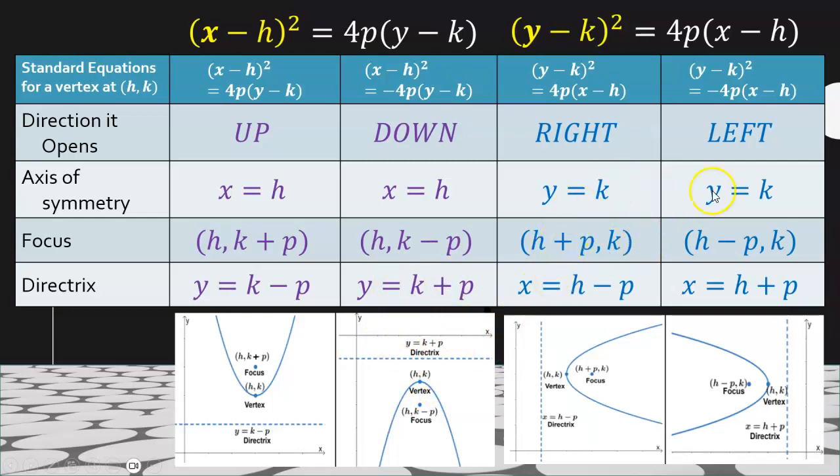And the same thing is true if it's opening right or left. Our focus would be inside the parabola, so it would be to the right of the vertex if it's opening to the right. So our focus would be h plus p, because it's to the right of the vertex and it's horizontal. And our directrix, this time, would be x equals, not y equals, h minus p, because the directrix would be to the left of our vertex. Or in this case, if it opens left, the directrix would be to the right, so it'd be h plus p, and your focus would be inside your parabola, so it'll be h minus p.